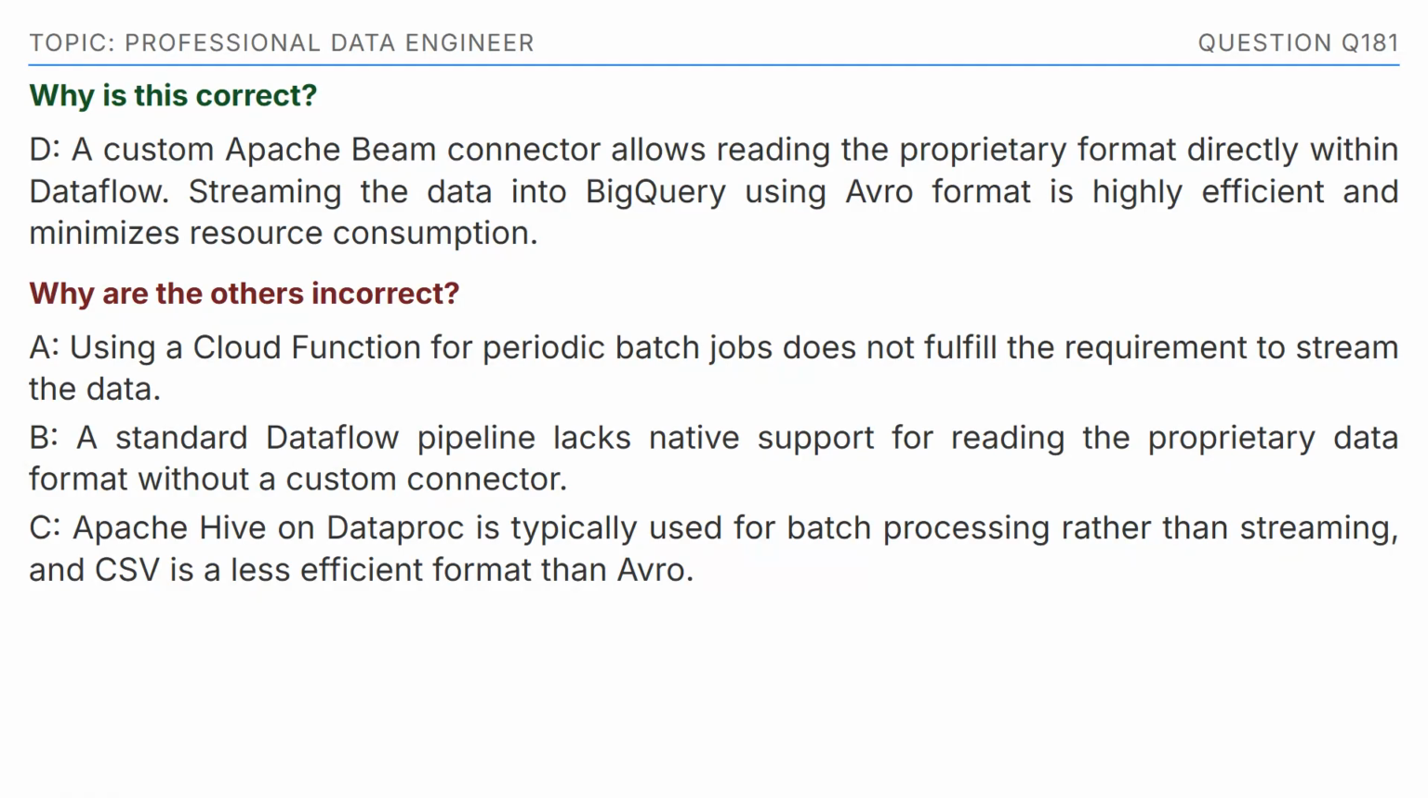Why is this correct? D. A custom Apache Beam connector allows reading the proprietary format directly within Dataflow. Streaming the data into BigQuery using Avro format is highly efficient and minimizes resource consumption. Why are the others incorrect? A. Using a cloud function for periodic batch jobs does not fulfill the requirement to stream the data. B. A standard Dataflow pipeline lacks native support for reading the proprietary data format without a custom connector. C. Apache Hive on Dataproc is typically used for batch processing rather than streaming, and CSV is a less efficient format than Avro.